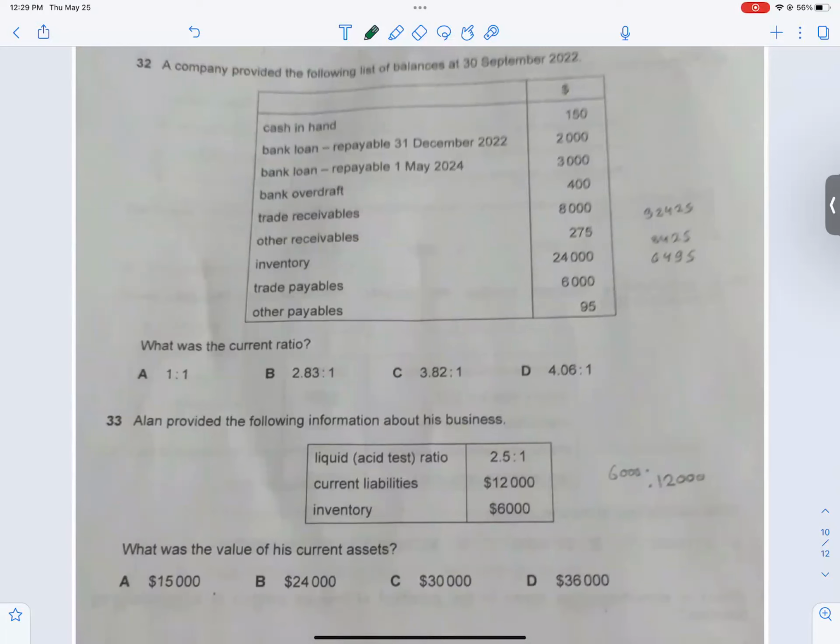A company provided the following list of balances at 30th September 2022. What is the current ratio? Current ratio is current assets over current liabilities. Now let's see the current assets. Let's mark the current assets. Current assets will include cash in hand.